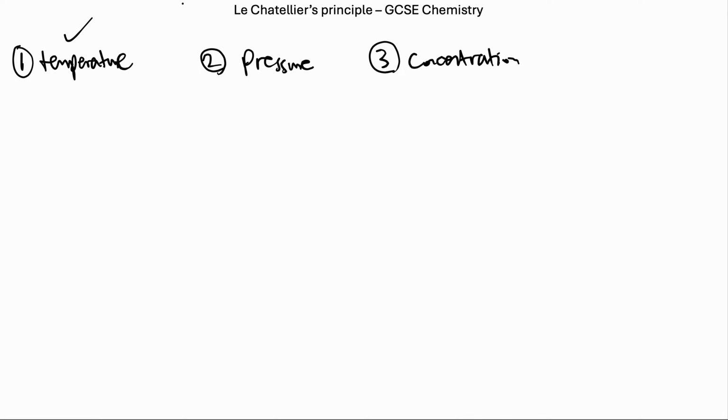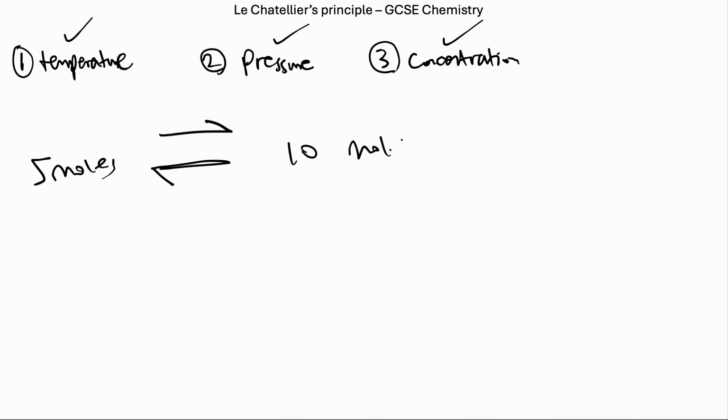Three factors: temperature, pressure, and concentration. So let's take a look at temperature first. Previously you stated that equilibrium lies towards whichever side has more. This isn't specific to temperature, but if you had a reversible reaction and you had 5 moles of your reactants and 10 moles of your products, the equilibrium is going to lie closer towards whichever side has more. So the equilibrium will lie closer towards here.